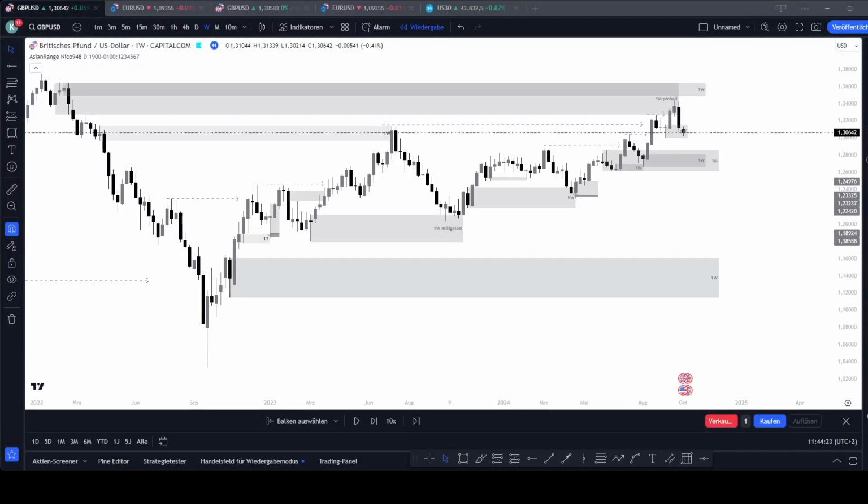Hello guys, I will be performing a trade recap on GBPUSD. It was a buy trade taken on the 15-minute to the 5-minute time frame. But first of all, we begin our analysis on the weekly time frame.